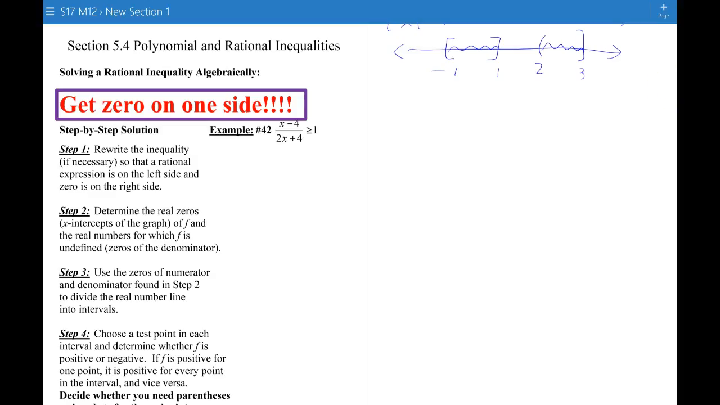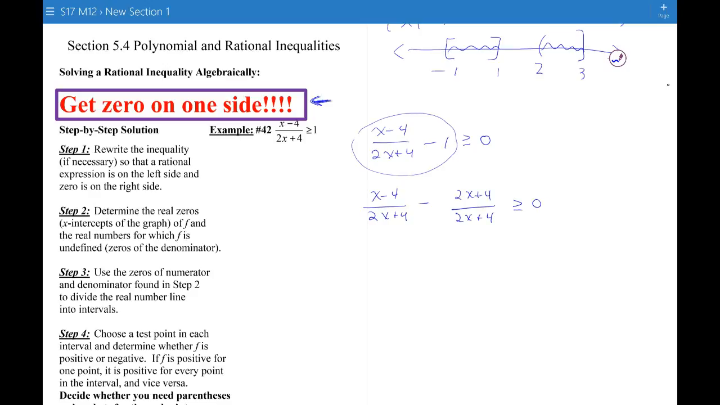Okay, so if we're solving a rational inequality algebraically, we first have to get the 0 on one side again. That's essential. So for this example, you have x minus 4 over 2x plus 4. You have to subtract the 1 from both sides to get 0 on one side. And then you have to do some algebra to get this to be a single rational expression. So we're going to have x minus 4 over 2x plus 4 minus 2x plus 4 over 2x plus 4.